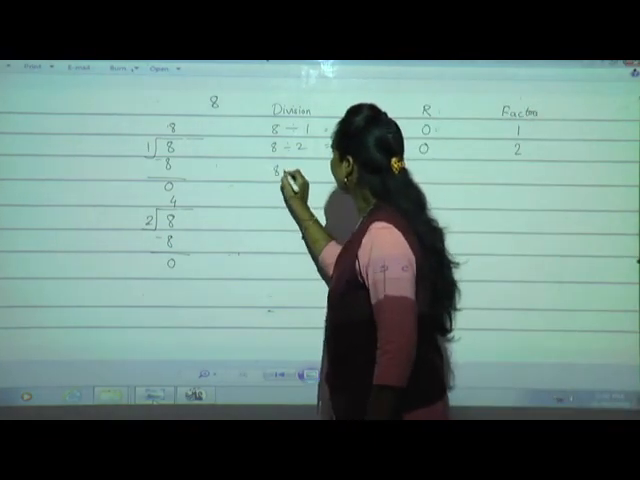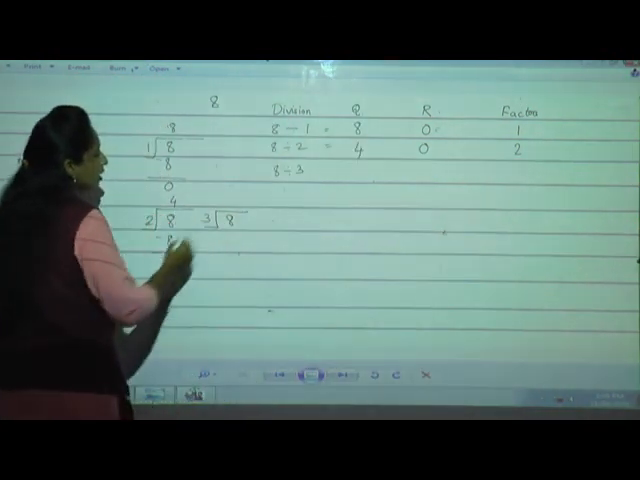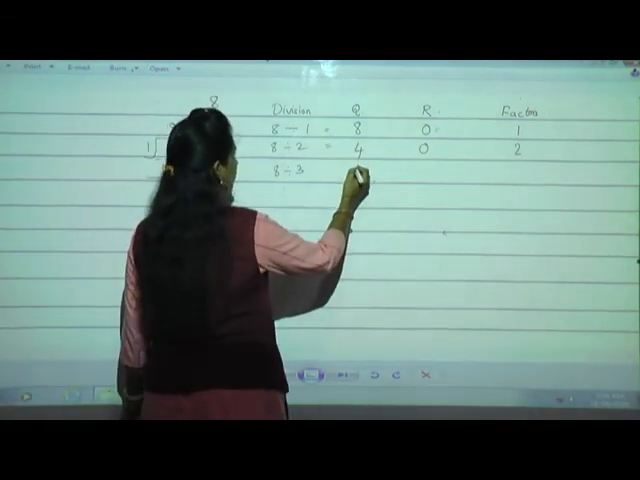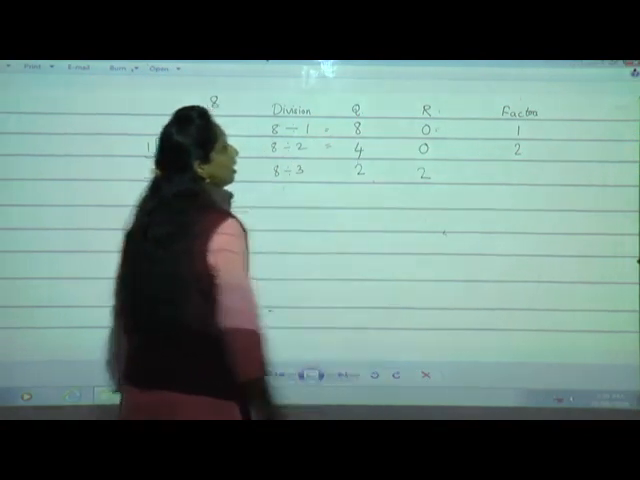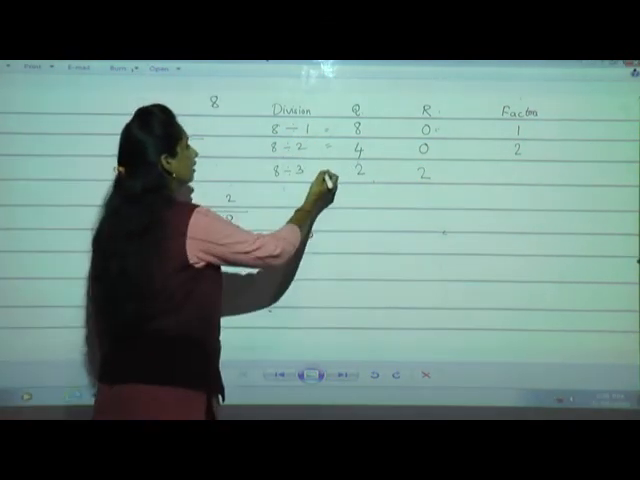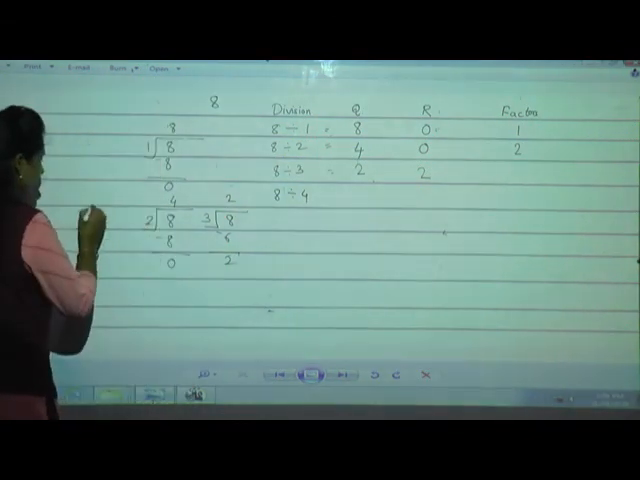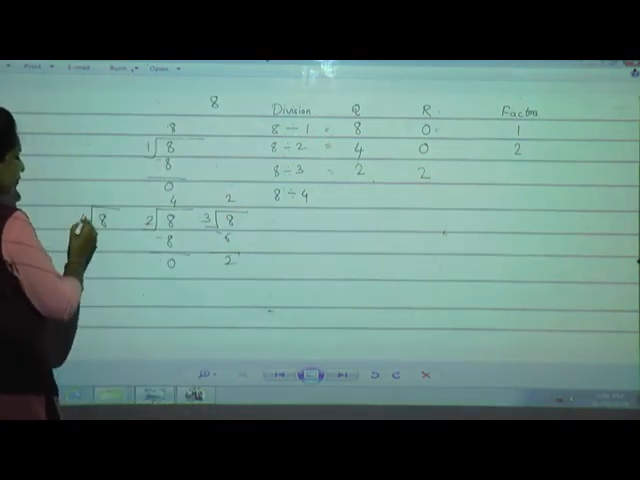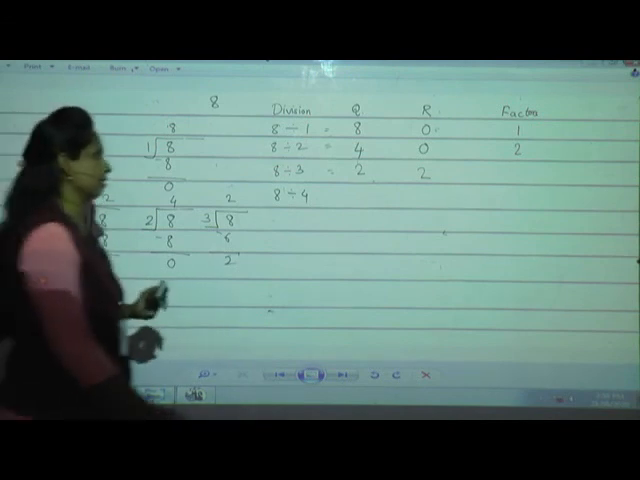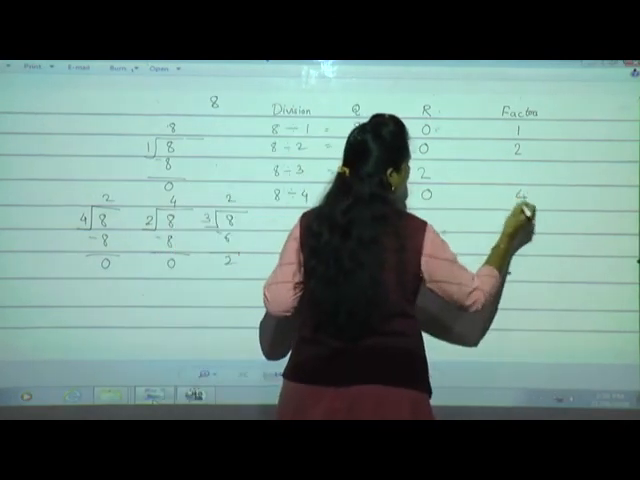Now the next, 8 divided by 3. See, when I divide, 3 twos are 6. 2 will remain. So the quotient is 2 and the remainder is 2. If the remainder is there, we cannot say that number is a factor of the given number. So I'll go with 4. When I divide 8 by 4, 4 twos are 8. Quotient is 2, remainder is 0. Whenever 0, that is a factor.